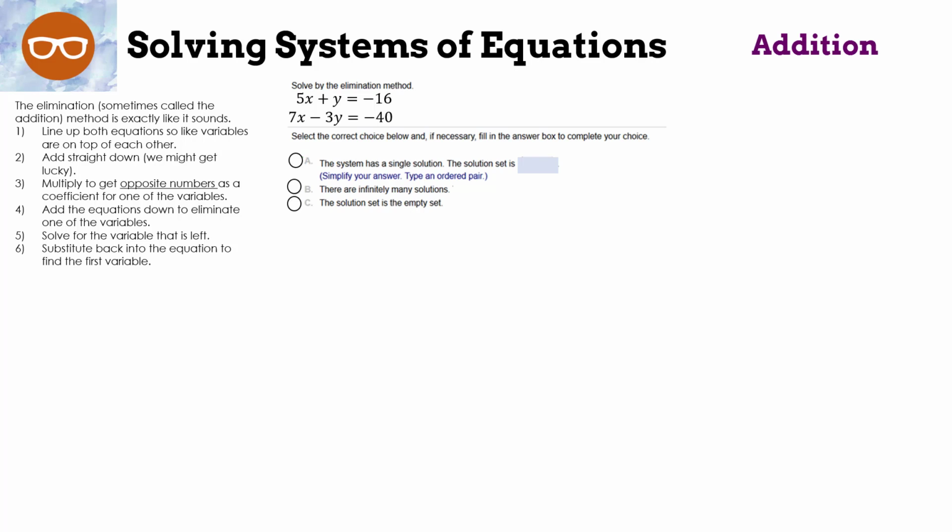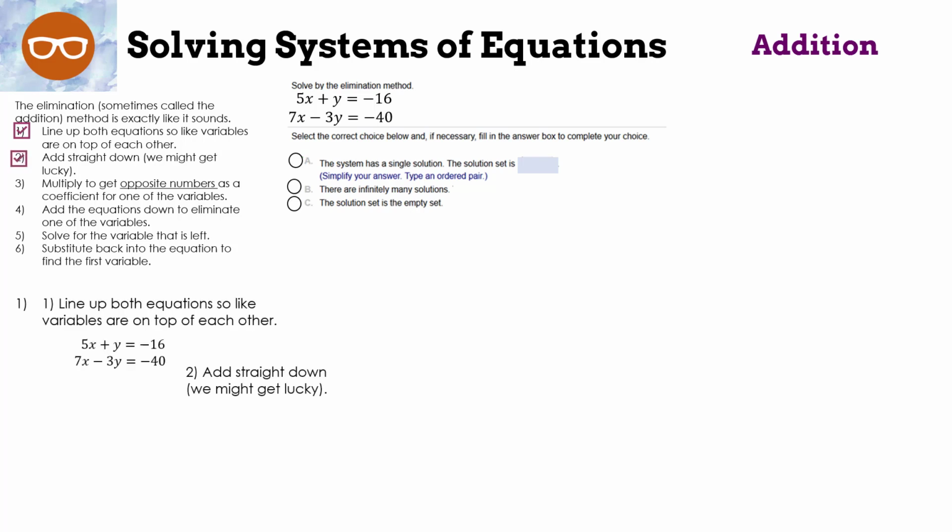Solve by the elimination method. 5x plus y equals negative 16. 7x minus 3y equals negative 40. The first thing is they line up. X's are over x's, y's are over y's. Let's add straight down to see what happens. Well, 5x plus 7x is 12x. Y minus 3y is negative 2y. And then negative 16 minus 40 is negative 56.